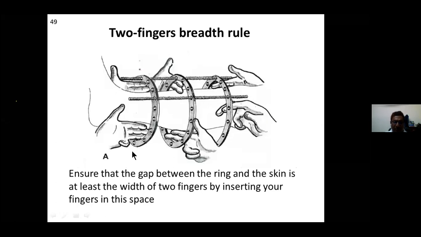Ensure at least a 2 finger wide gap by inserting your fingers in the space between the ring and the skin. It is very much important. When you select the ring, you should see that the ring must be larger than the circumferential skin size, because after operation, the swelling of the leg may be a hazard to the patient.